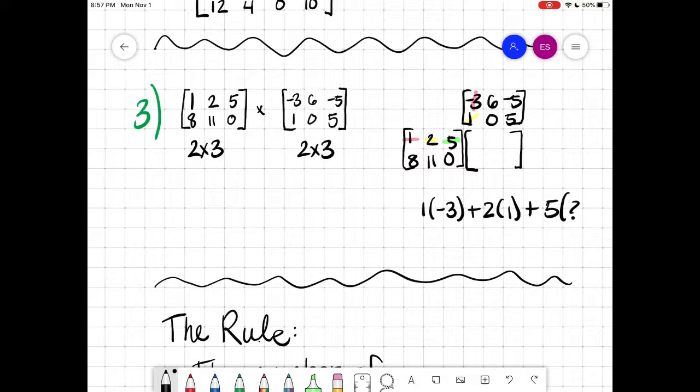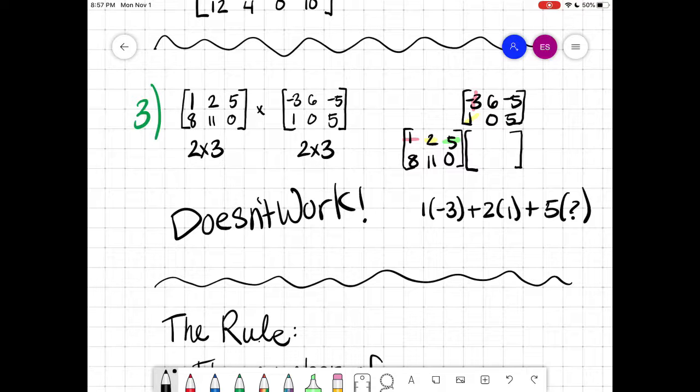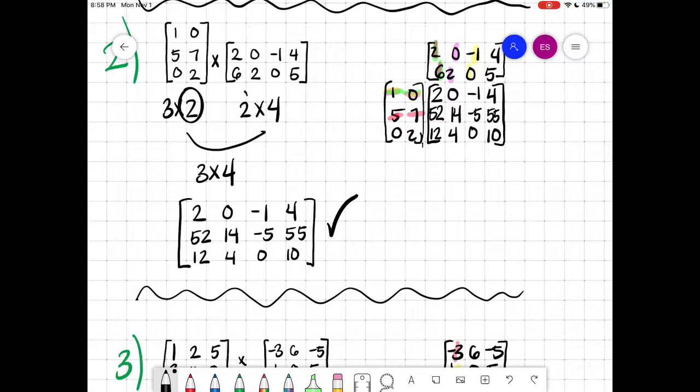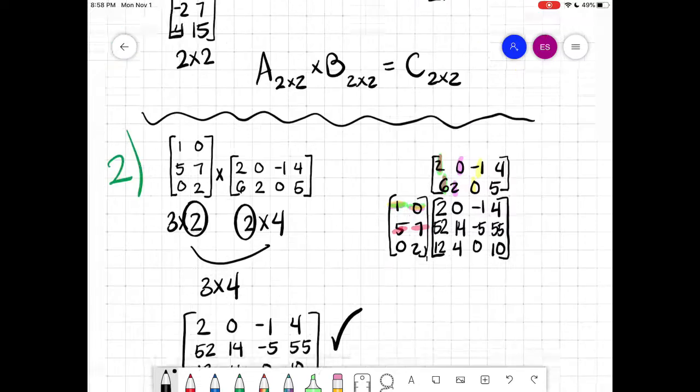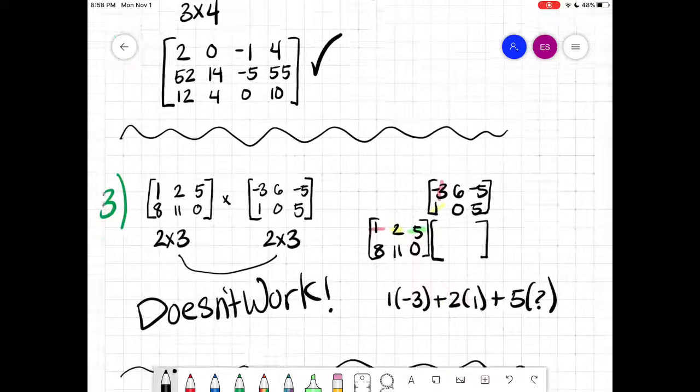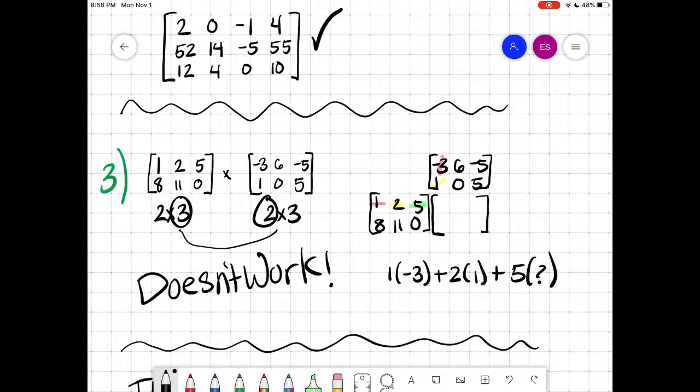We don't have anything to multiply 5 by, which tells us that this doesn't work. We actually can't multiply these matrices, which seems weird because they're the same size. We think we'd get a 2 by 3 matrix, but we do not. So let's see if we can find a pattern here. In the earlier one, notice that the 2's are the same. The number of columns on the first one and the number of rows on the second one are the same. On this one, they don't match. Those two middle numbers don't match, so it doesn't work.